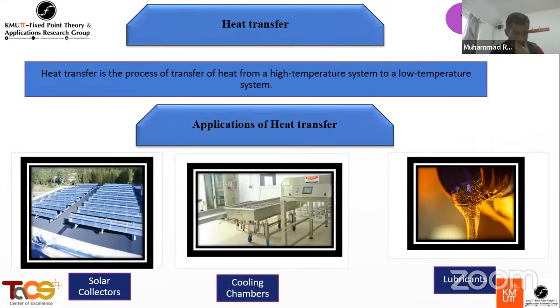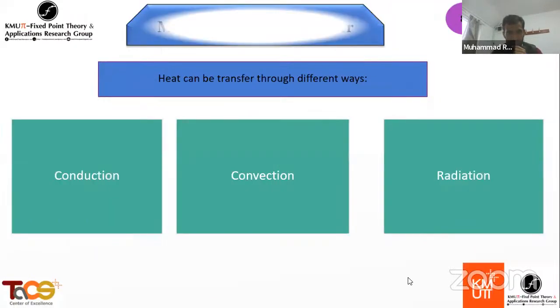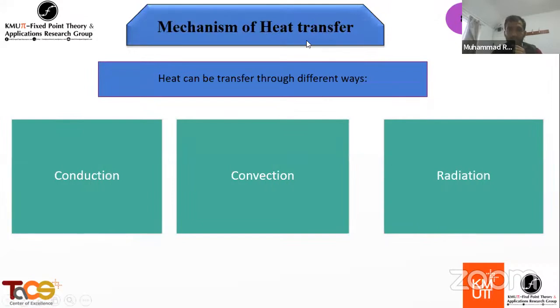Heat transfer. Heat transfer is the process of transfer of heat from a high temperature system to a low temperature system. The applications of heat transfer are solar collectors, cooling chambers, and lubricants. Mechanism of heat transfer: there are three methods in which heat can be transferred. The first one is conduction, the second one is convection, and the third one is radiation.